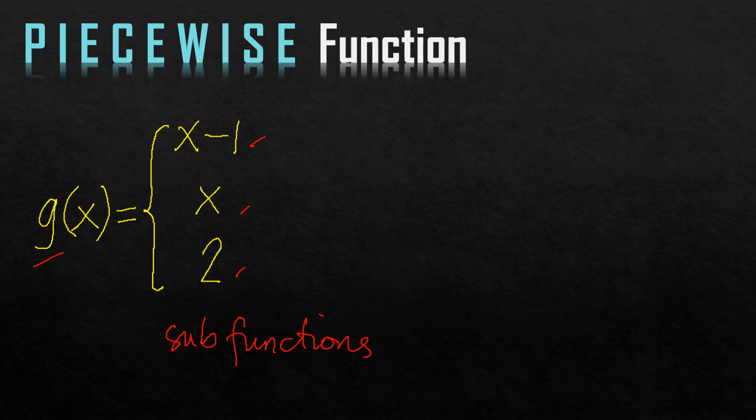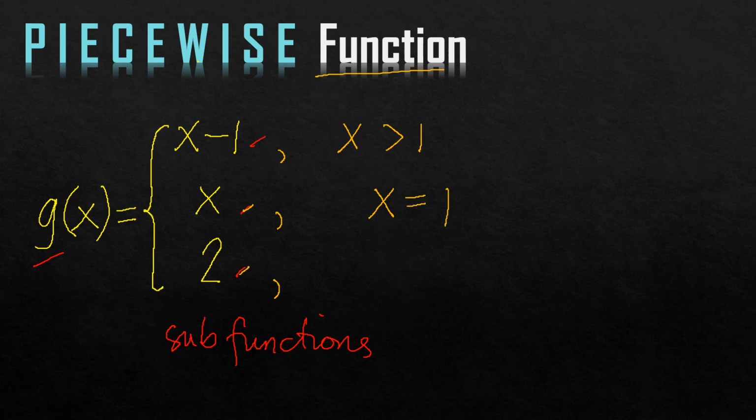Now, because we are referring to function, we must define the necessary subdomains of this function g, meaning to say the subfunctions x minus 1, x, and 2 must have distinct values of x. If I say that the domain of g of x that is equal to x minus 1 is a set of all real numbers x which are greater than 1, then make sure that the domain of g of x equals x must be distinct. So we may say x is equal to 1.